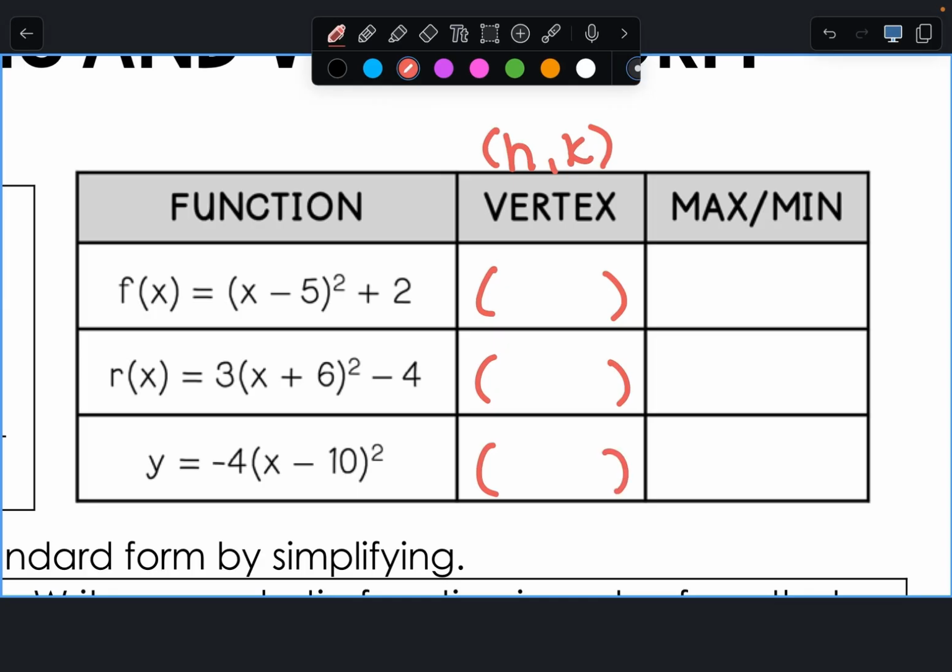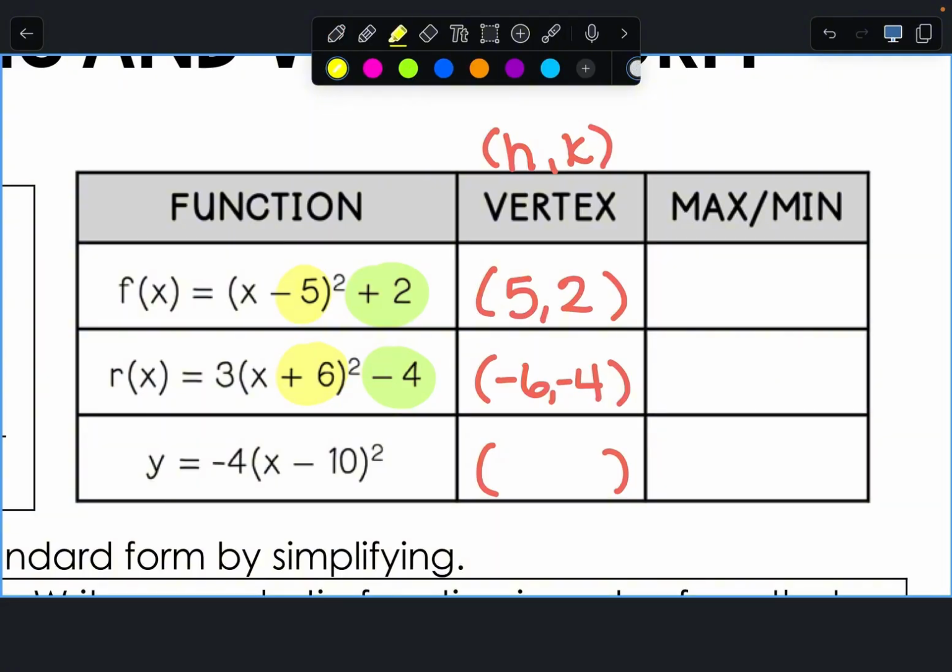All right, so the first number, my h, in the formula it says minus 5, so technically that 5 is what? Positive. And then k, it is what it is. So 5, 2. In the next line, you read it as plus 6. So technically that 6 is negative 6. k, it is what it is. So negative 6, negative 4.